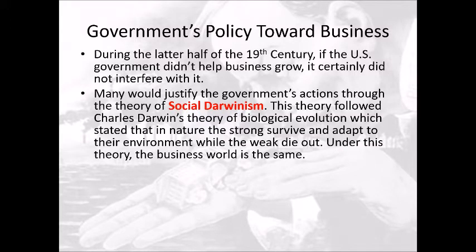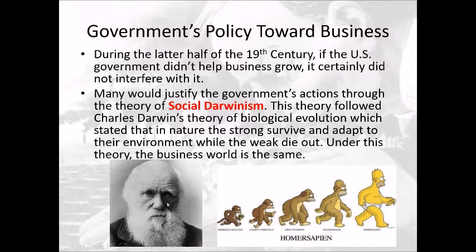And so government should not interfere with the natural order of things. If a business is going to fail, the government should let it fail. If the business is going to succeed, the government should let business succeed. Again, here's a picture. Charles Darwin on the left, the man who came up with the theory of biological evolution, and the idea illustrated here by a little Simpsons cartoon.